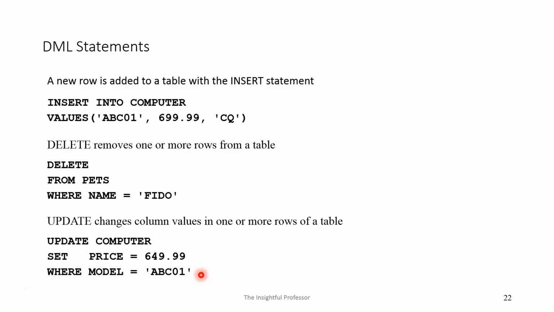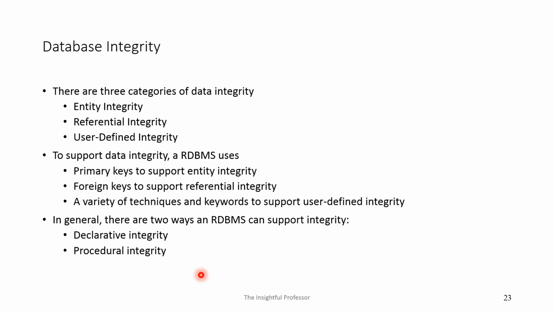Set level processing. Now the next thing we look at is database integrity. With database integrity, we have a concept here of three different things that we want to consider. Entity integrity, referential integrity, and user-defined integrity.